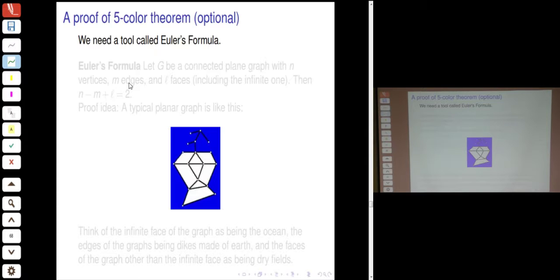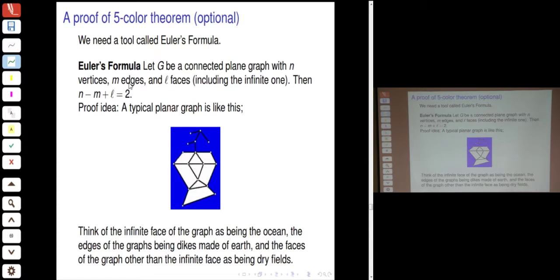So there's a formula called the Euler formula. The same Euler. The Euler formula says this. Let G be a connected planar graph with n vertices, m edges, and L faces. But here I cheat a little bit. The faces stand for the areas. For example, this white area is considered as one face. This triangle in the middle is another face. This is another face. This is another face. But the catch is the blue one, the outside one, is considered as one face.